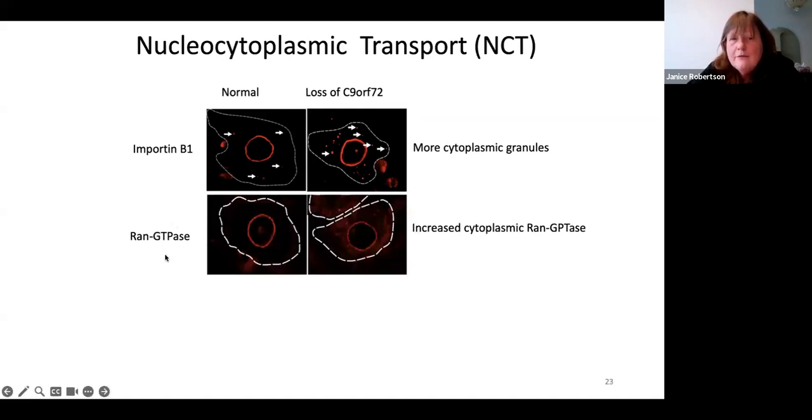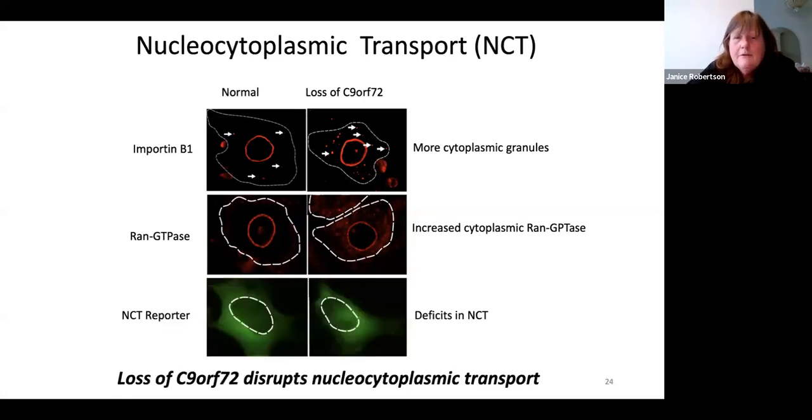This is a driver of nucleocytoplasmic transport. Here you have a normal motor neuron, or a motor neuron from a wild-type animal, and a motor neuron from an animal that does not have C9orf72. And you can see that there's more red in the cytoplasm here. That is more of this RAN-GTPase in the cytoplasm, and it shouldn't be there.